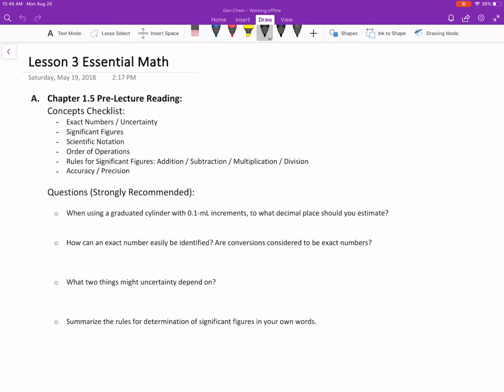So your checklist of things here is really to start getting us into thinking about doing math in chemistry, because we'll be doing quite a lot of math. And so exact numbers, uncertainty, sig figs, scientific notation, order of operations, these might be not new to you, but review. Rules, we'll talk about the rules for doing math with significant figures, and then also accuracy and precision and how they're different.